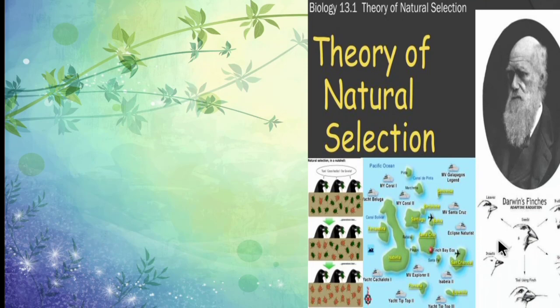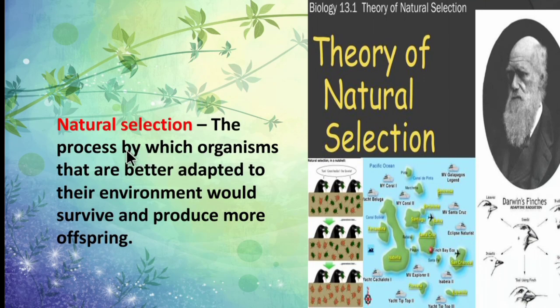So first let's see the theory of natural selection. Natural selection is the process by which the organisms that are better adapted to their environment survive and produce more offspring. The particular organism that is suitable for the particular environment, only then will it reproduce. For example, polar bears and penguins are suitable only in the cold region. So the organism suitable for the environment will survive and produce more offspring, which means more generations.